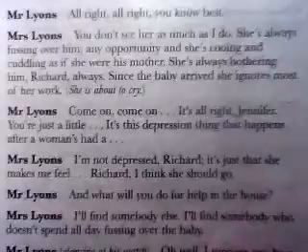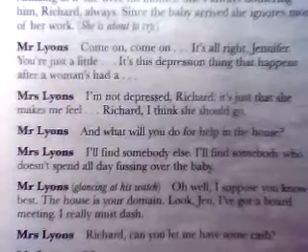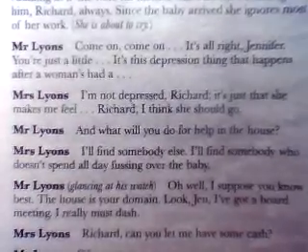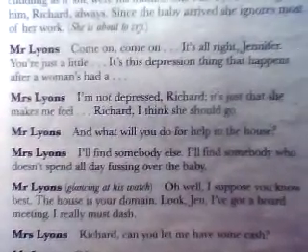Mr. Lyons says, "Come on, it's all right, Jennifer, you're just a little... Is this depression thing that happens after a woman's had a..." "I'm not depressed, Richard. It's just that she makes me feel... Richard, I think she should go." It's quite a long way that Mrs. Lyons has travelled already from promising that Mrs. Johnstone would see the baby every day.